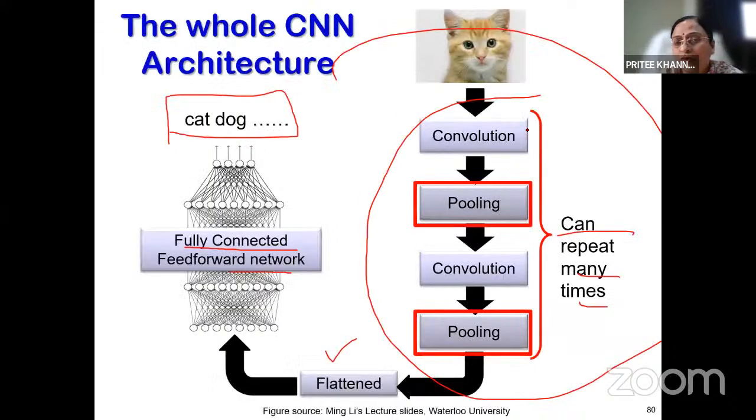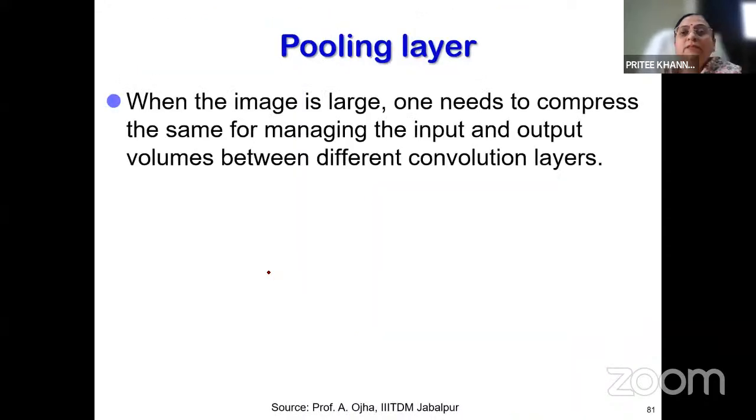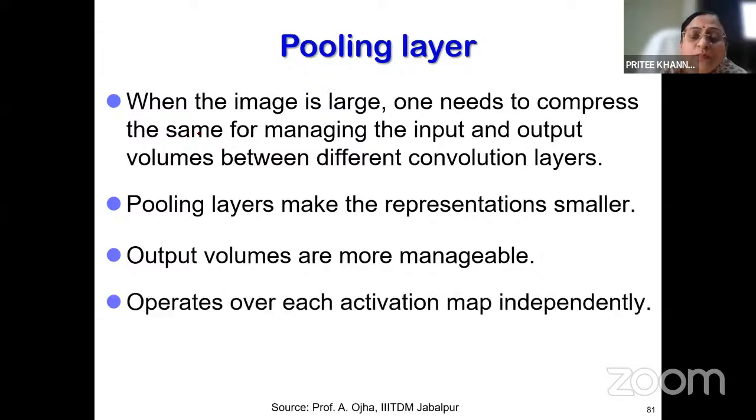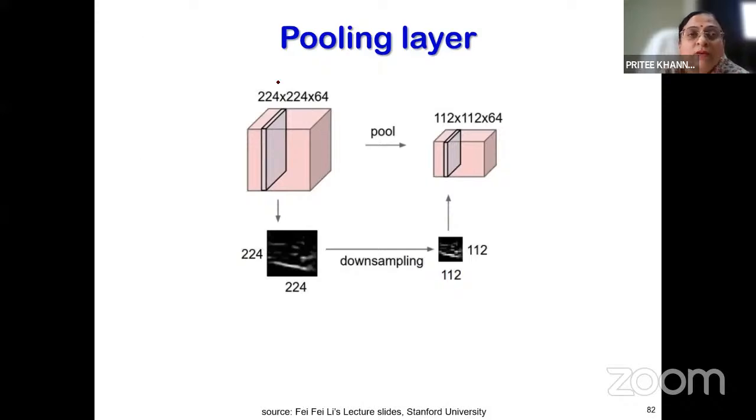Here, convolution layer, now you are aware, so it is time to learn about pooling. Now, because the image is large, as someone of you was correctly pointing out, we need to manage the input-output volume for the different convolution layers. What happens here? We make use of pooling layers, which make the representations smaller, and because of this, output volumes are more manageable. See how. Remember that pooling operates over each activation map independently.